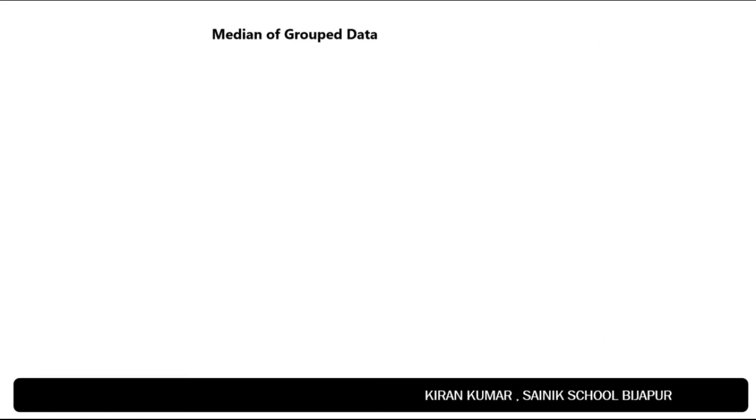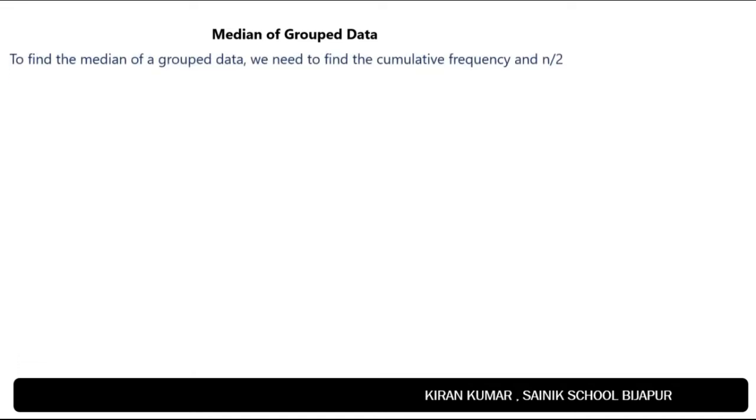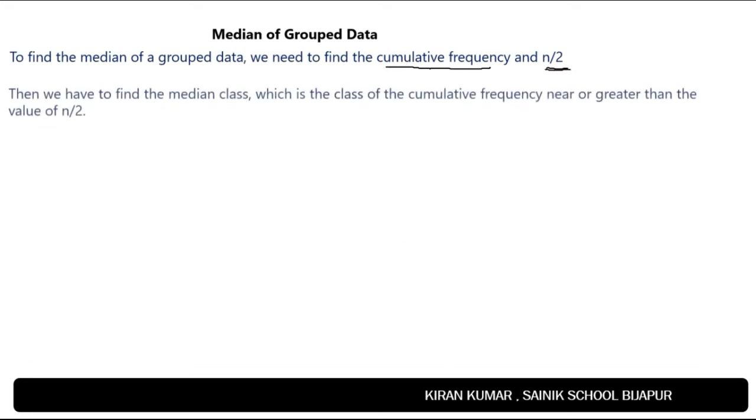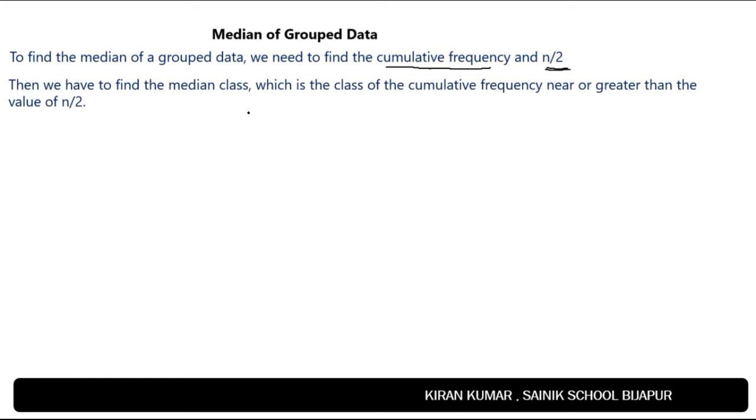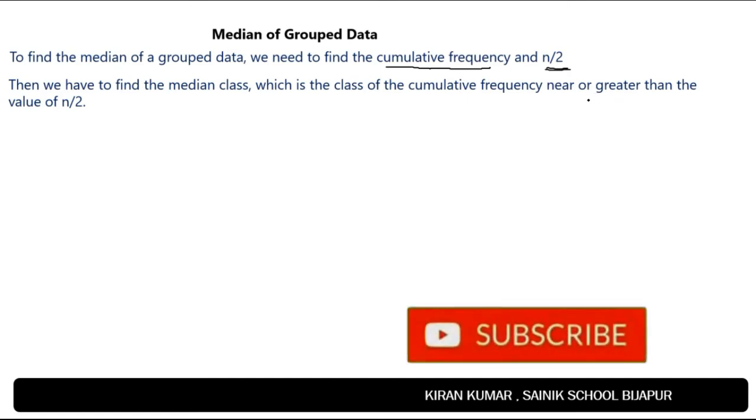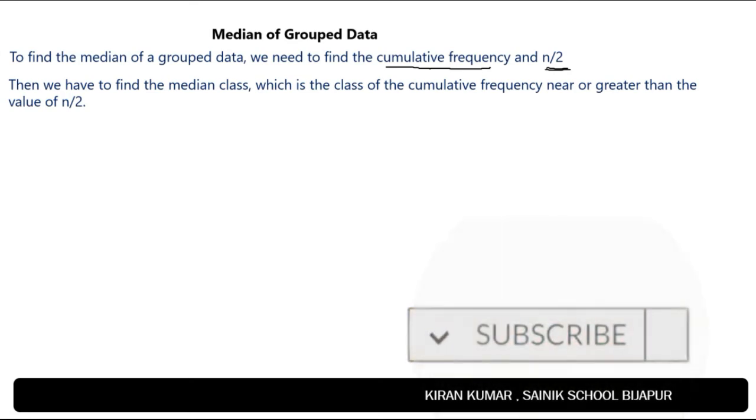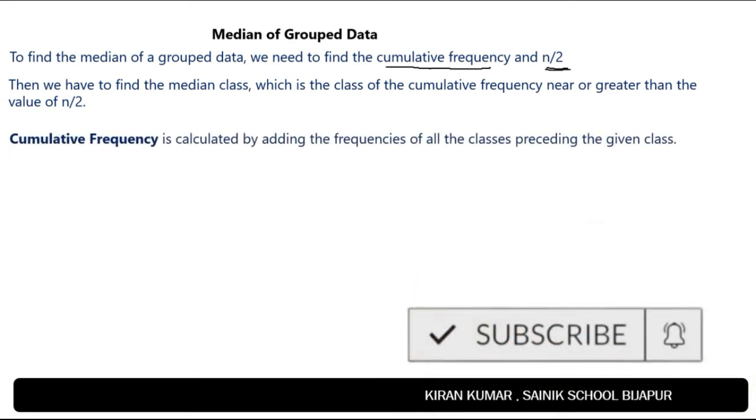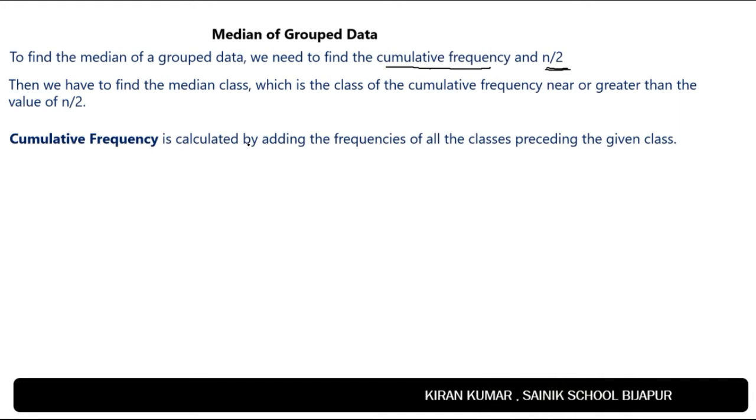To find the median of a group of data, we need to find the cumulative frequency and n by 2. Then we have to find the median class, which is the class of the cumulative frequency nearer or greater than the value of n by 2. What is cumulative frequency? Cumulative frequency is obtained by adding the frequencies of all the classes preceding the given class.